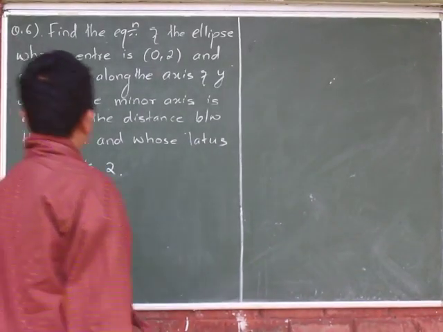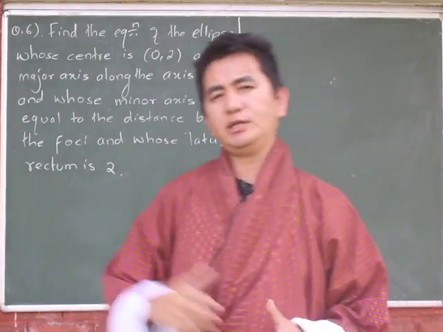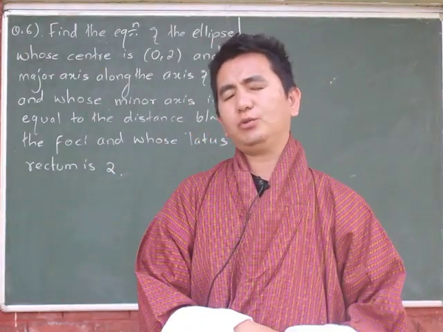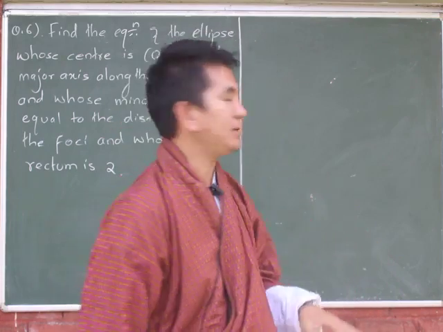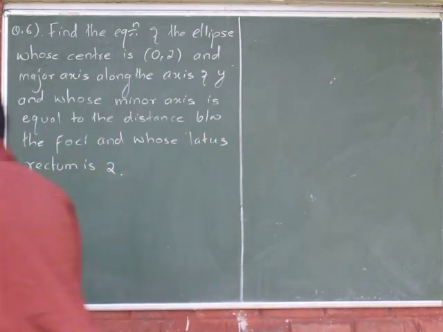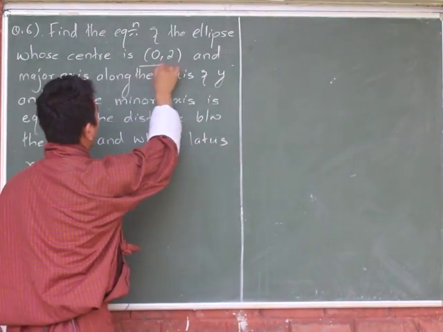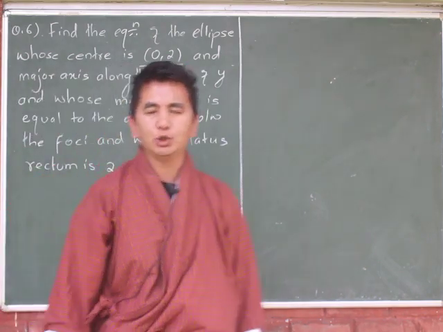So good morning students. Now we are doing the chapter ellipse, and we are going to find the equation of the ellipse. Now it is question number 6. In this question, you need to find the equation of the ellipse whose center is at 0,2.